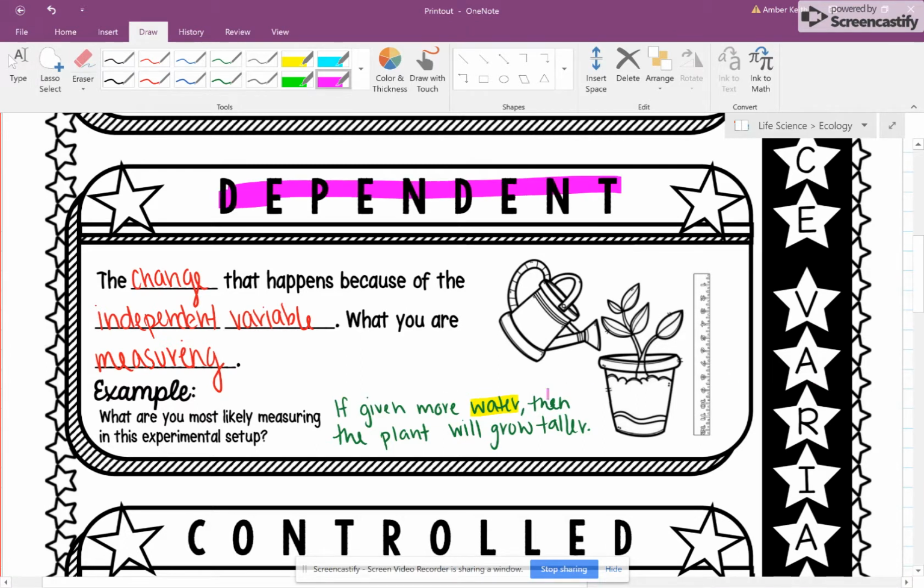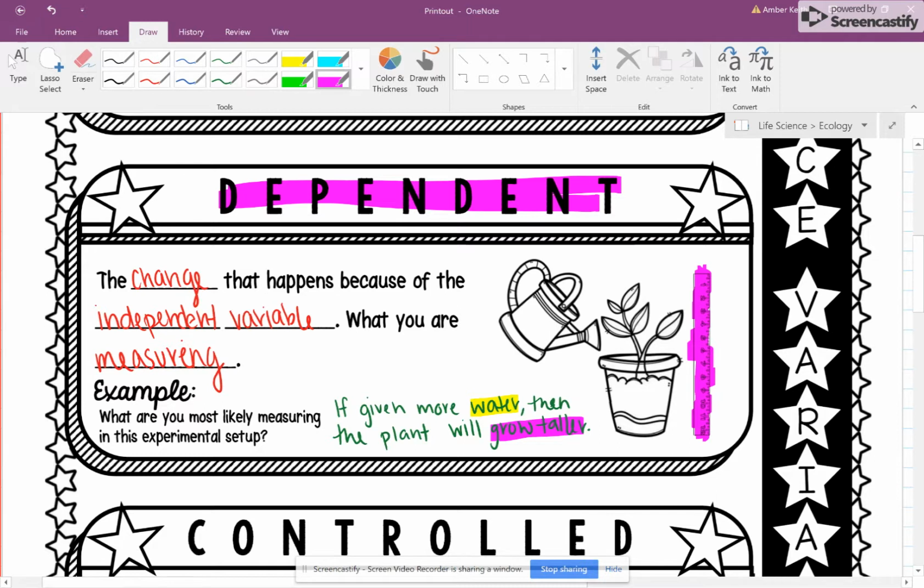When asked that, I want you to think of what one can we measure and what is the effect of this prediction. So if given more water, then the plant will grow taller. That is a really good hint that the dependent variable is following after. It grows taller. So the height is going to be our dependent variable. So with that, we're going to highlight this ruler. It does not highlight well with the software I'm using, so we're going to just shimmy that down.